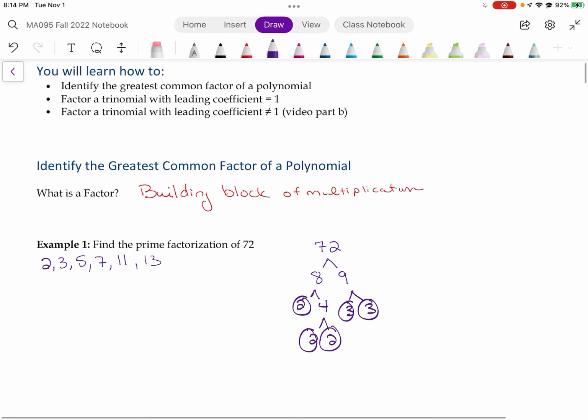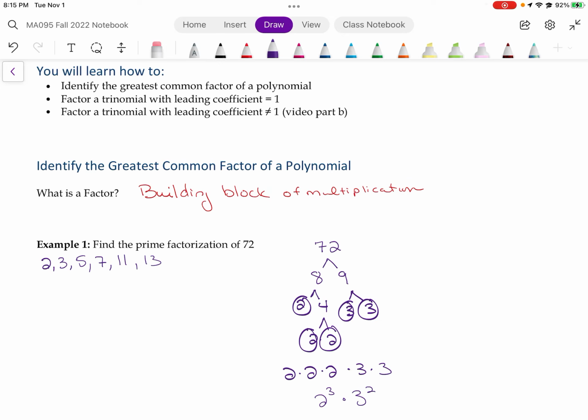Now we're going to take this number and write it in factored form: 2 times 2 times 2 times 3 times 3. Or you can say this is 2 cubed times 3 squared. Now, if you are in doubt, use your calculator and just multiply it all together. 2 times 2 times 2 times 3 times 3 should equal 72.